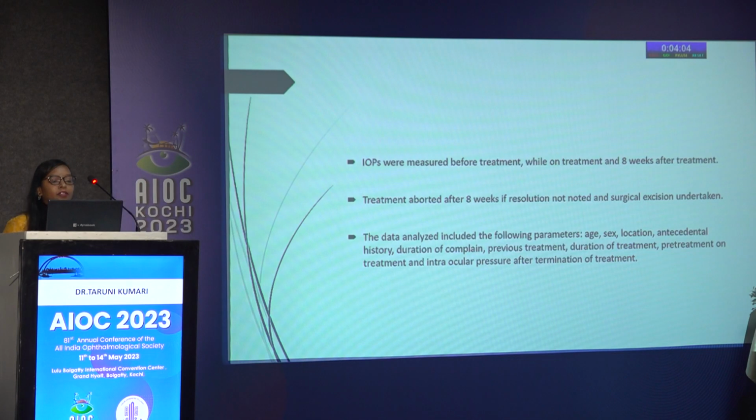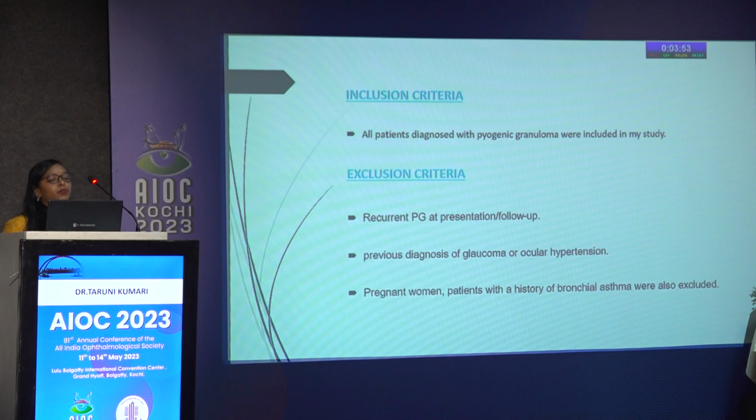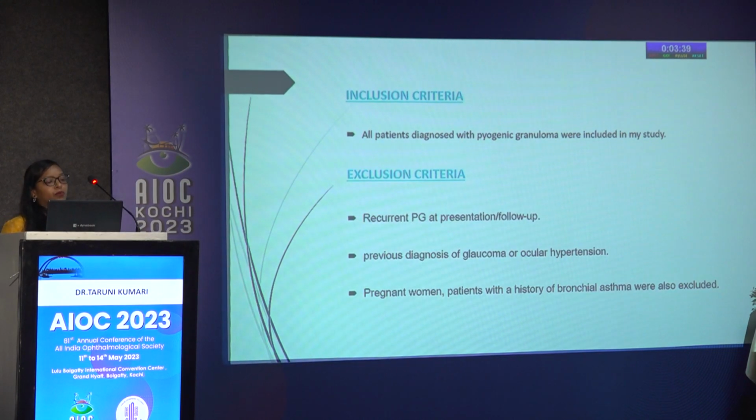The data analysis included the following parameters: age, sex, location, antecedent history, duration of complaint, previous treatment, duration of treatment, and pre-treatment and on-treatment IOP. All patients diagnosed with pyogenic granuloma were included in my study. Exclusion criteria included recurrent pyogenic granuloma at presentation, follow-up, previous diagnosis of glaucoma or ocular hypertension, and pregnant women. Patients with a history of bronchial asthma were also excluded.